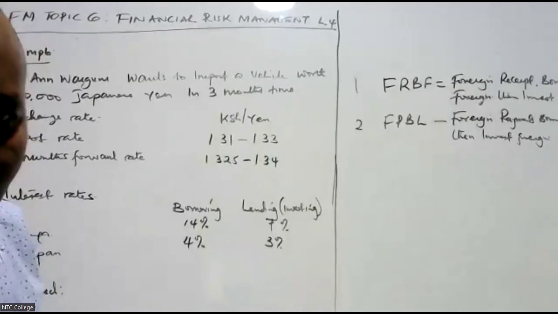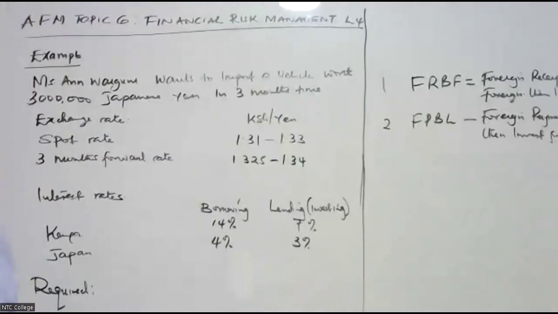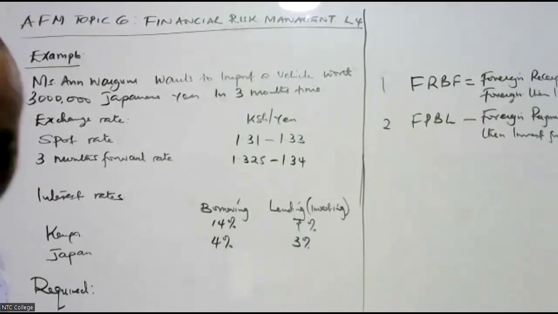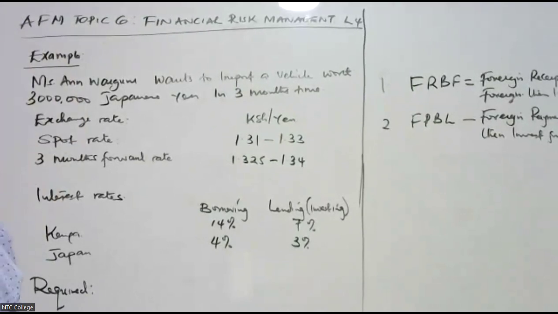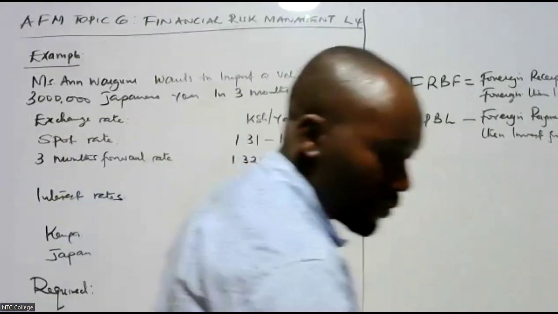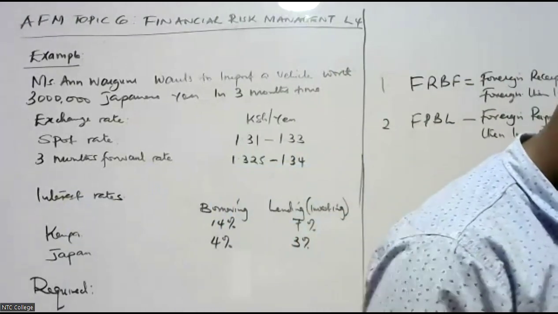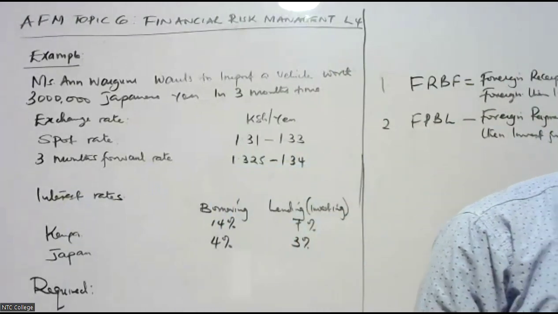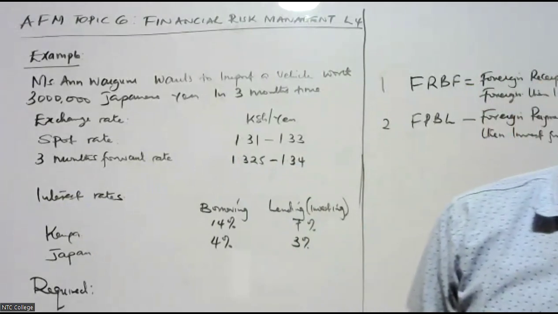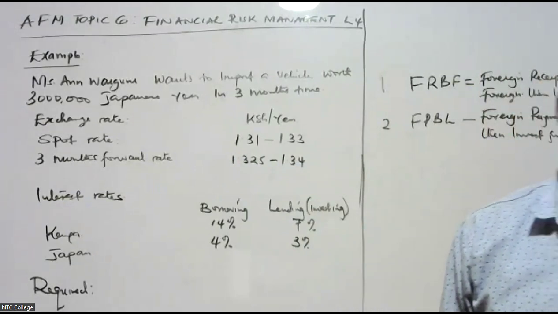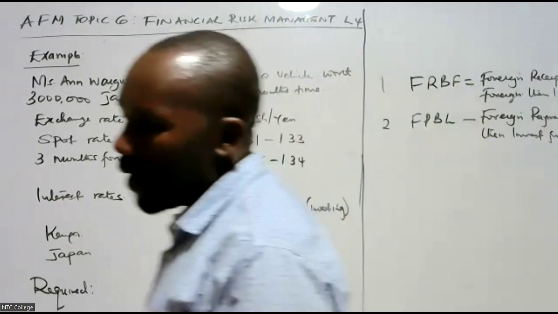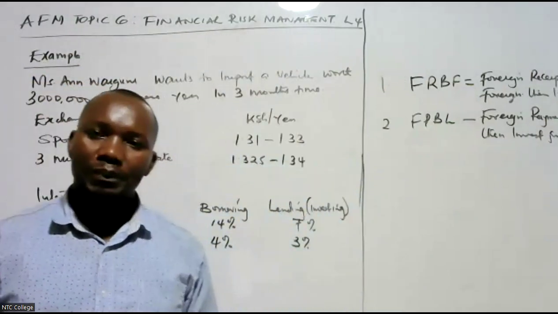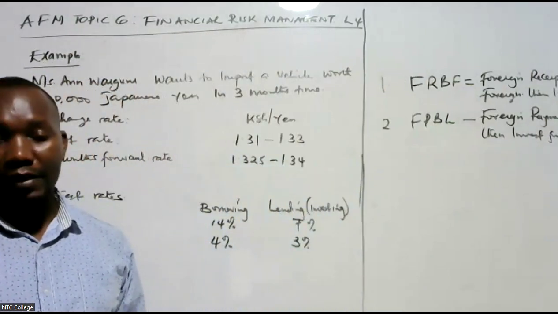So this is the question that we are going to look at. And this question requires you to show the amounts payable using forward contract and also money market. Now, forward contract, at least now you know. Now we are looking at money market.